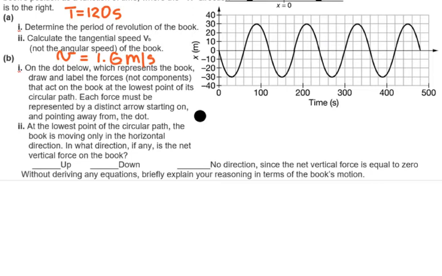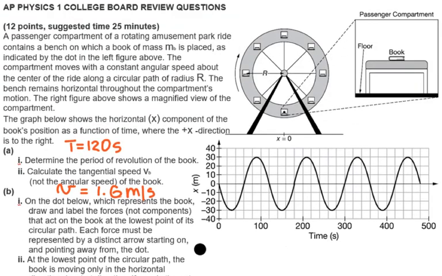So at first I'm going to look at the graph where it was at the beginning and look at the forces. The book always stays on the bench and doesn't move anywhere. So the forces acting on the book would be mg and the normal force. So the forces acting on the dot are the normal force and mg.